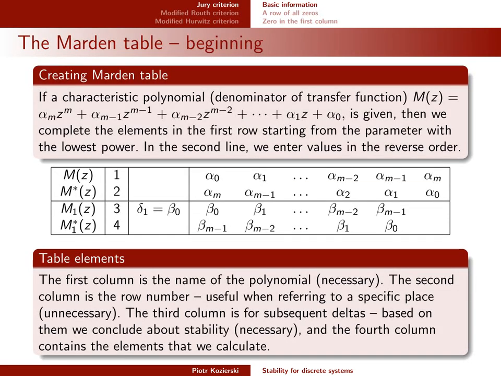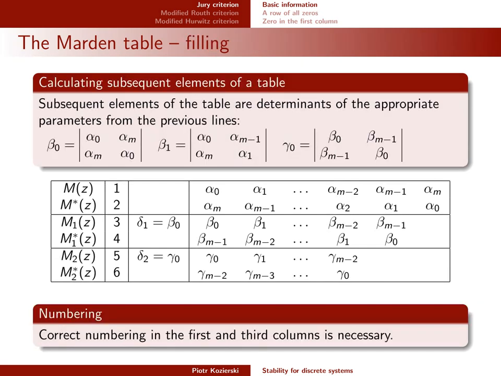The third column contains delta values. They are very important because on their basis we will draw conclusions about the stability of the system. The second column, containing the row number, can be omitted. We simply rewrite the first two rows of the Marden table based on the denominator of the transfer function, but the subsequent rows need to be calculated.